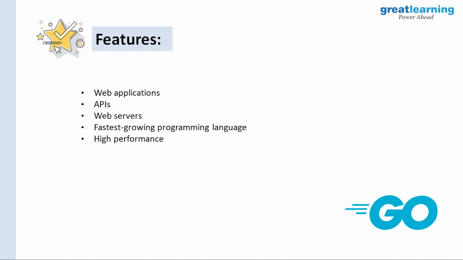When we talk about features of Go, it is used for web applications. It can be used for creating APIs. It can be used for creating web servers. It is the fastest growing language. It is a high performance programming language.